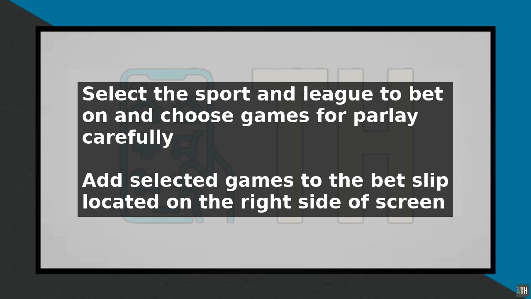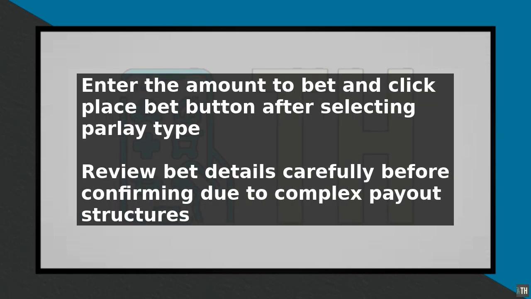To manage risk and maximize potential returns, consider the following best practices. Start with smaller parlays and gradually increase the number of teams as you gain experience. Also, make sure to shop for the best odds and lines, as small differences can add up over time. Finally, always set a budget and stick to it, as parlays can be tempting but also carry significant risk.